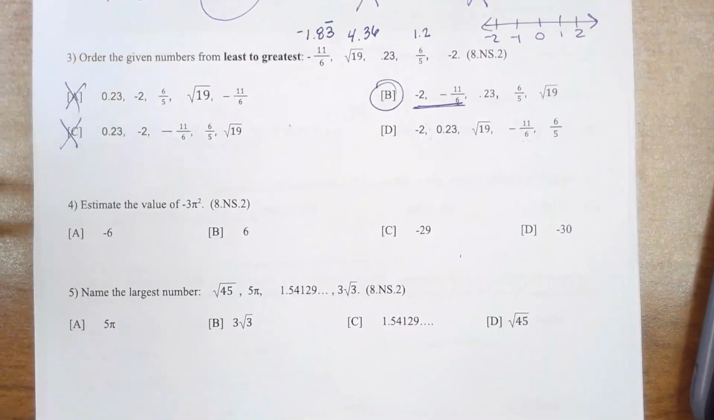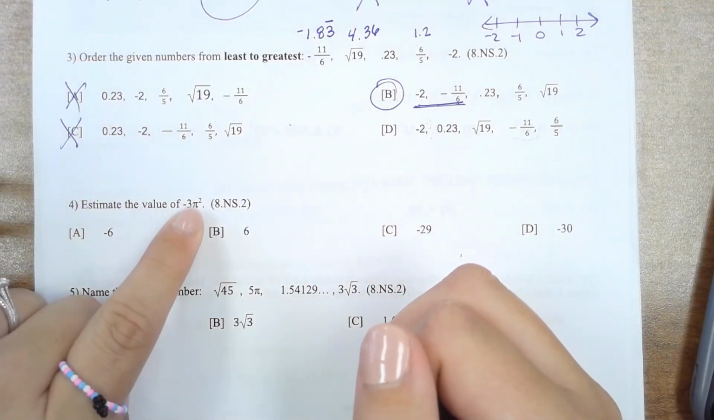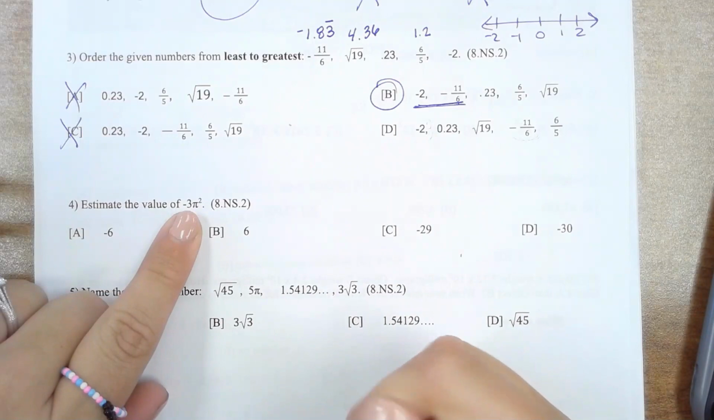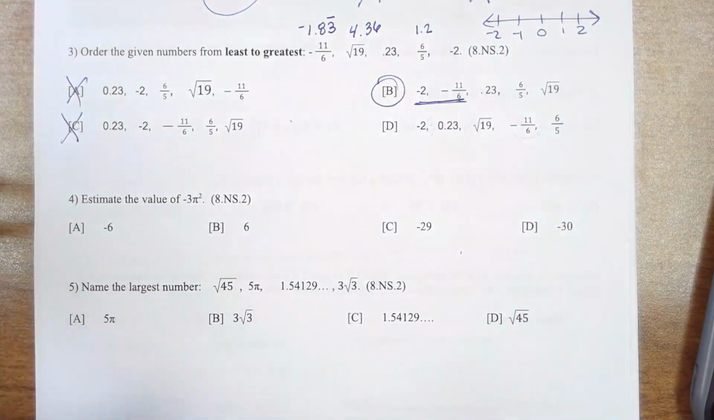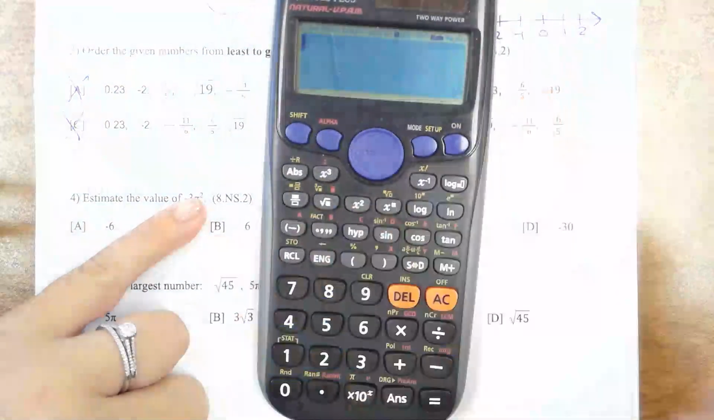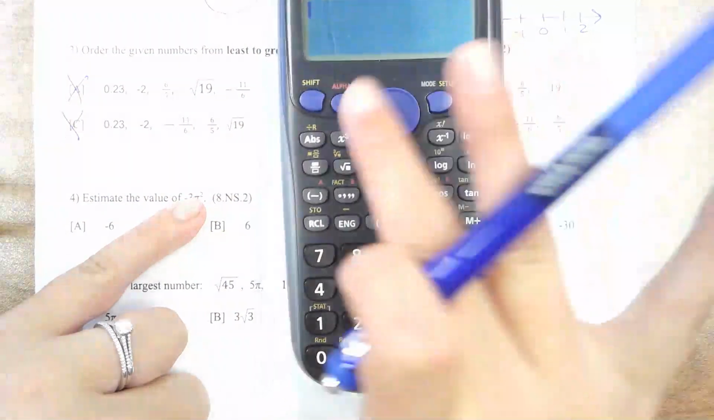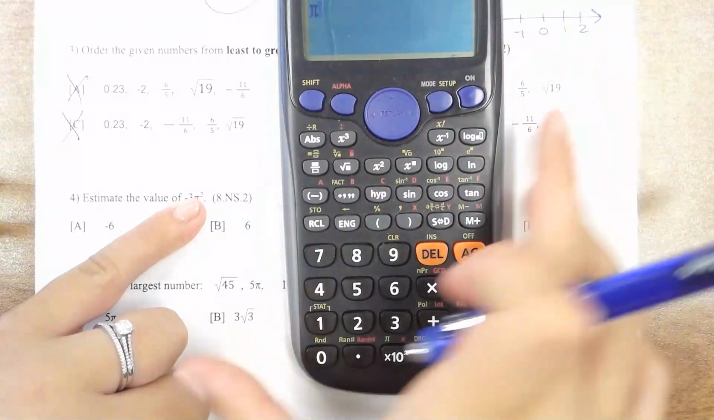All right, next one, estimate the value of -3 pi squared. So a number shoved up next to a variable, or in this case a symbol, means that you're multiplying. You have to follow your PEMDAS rules, so we do need to take pi squared first. So we do have a pi key in our calculator. Every pi key is different. So my pi key is down here.